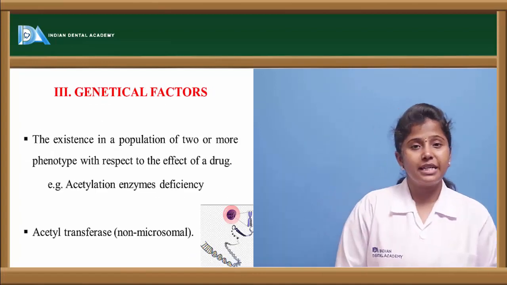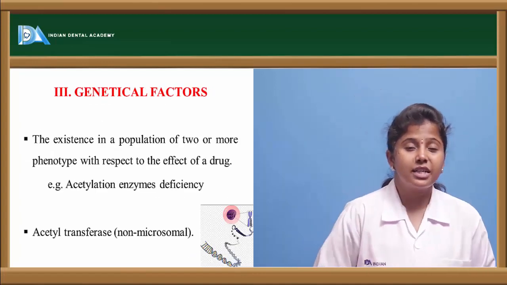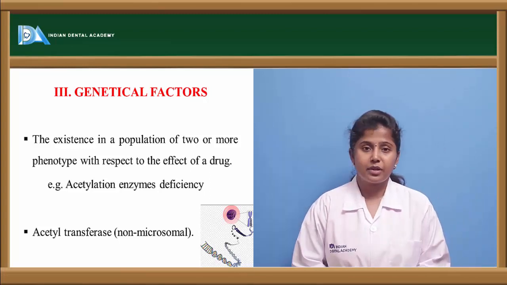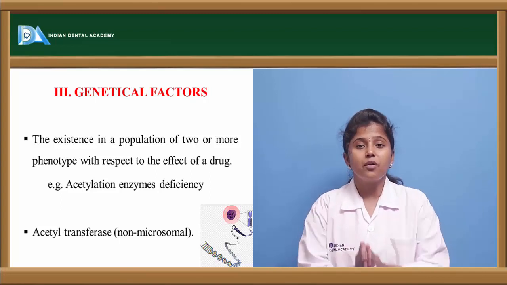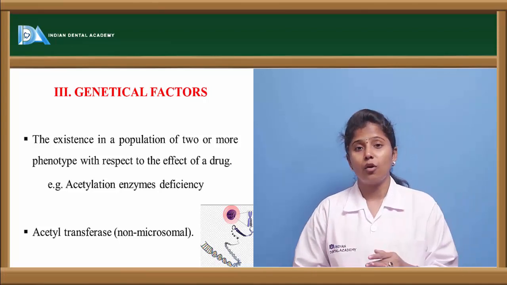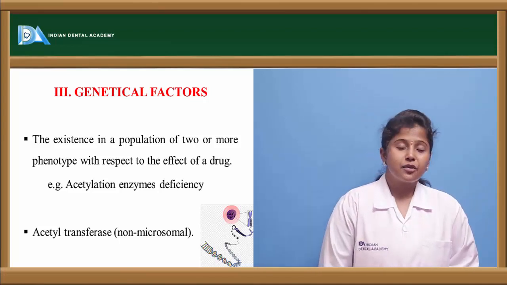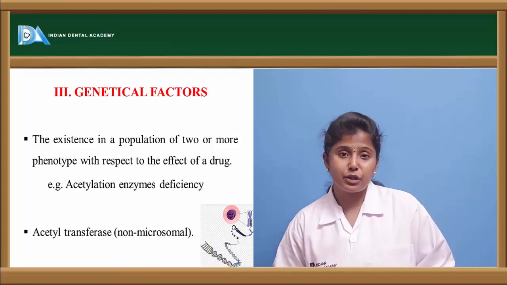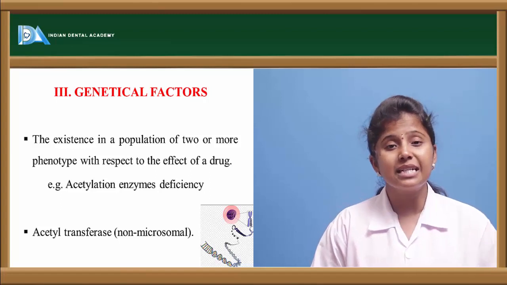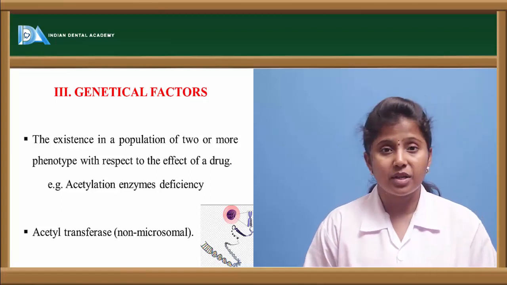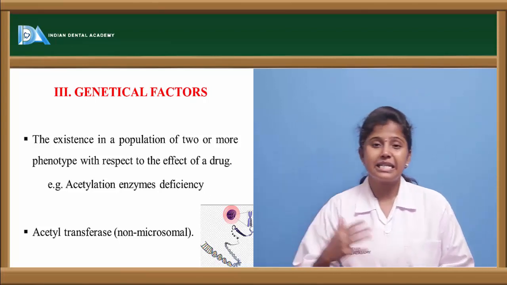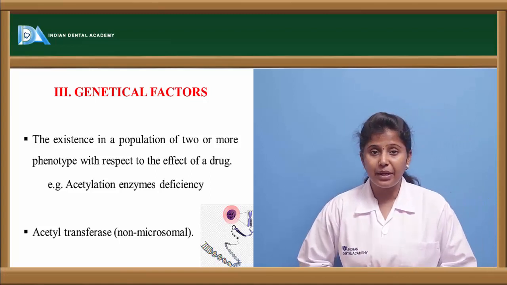Now let us see what the genetic factors are. What are the genetic factors involved here? The existence in a population of 2 or more phenotypes with respect to the effect of a drug. These factors are hereditary, carried from their ancestral origin. For example, acetylation enzyme deficiency takes place. If we take the glucose 6-phosphate dehydrogenase enzyme, this enzyme is deficient by birth in that person because it is hereditary, carried from their ancestors. Such enzymes, the acetylation enzymes, will be deficient.